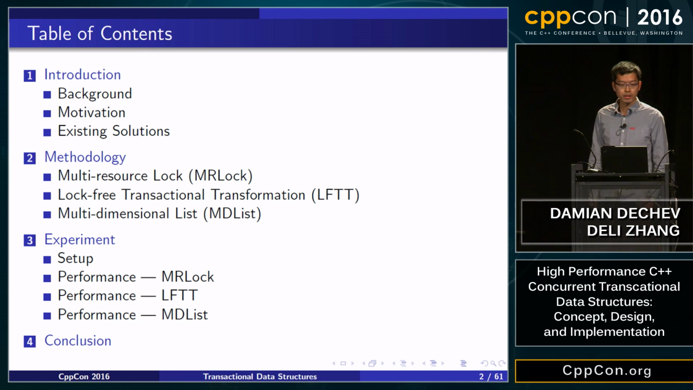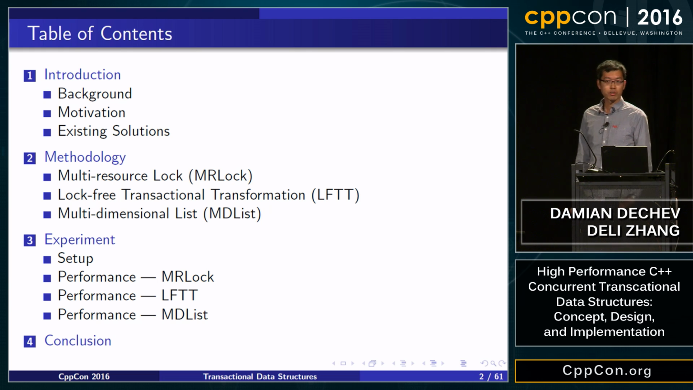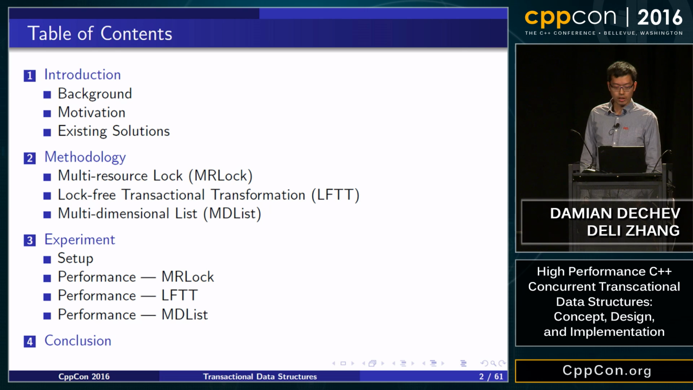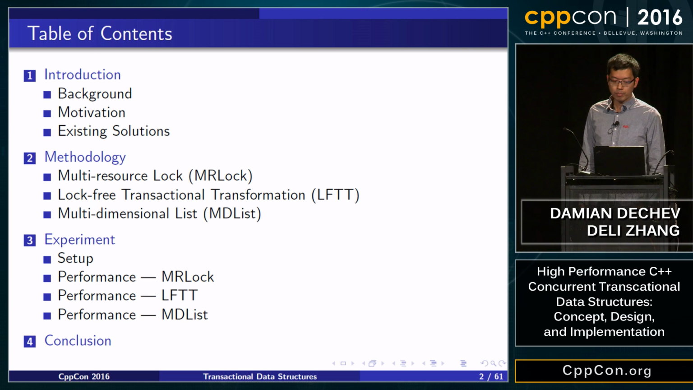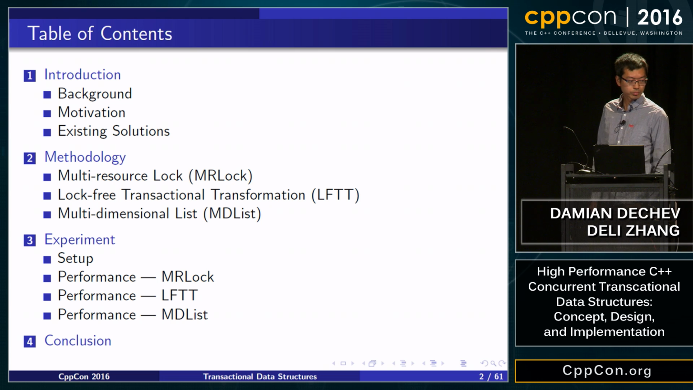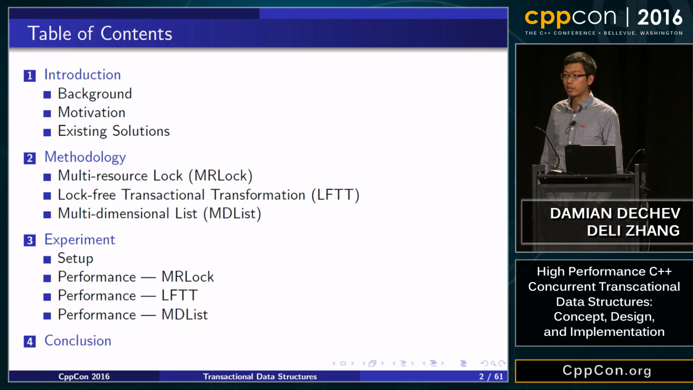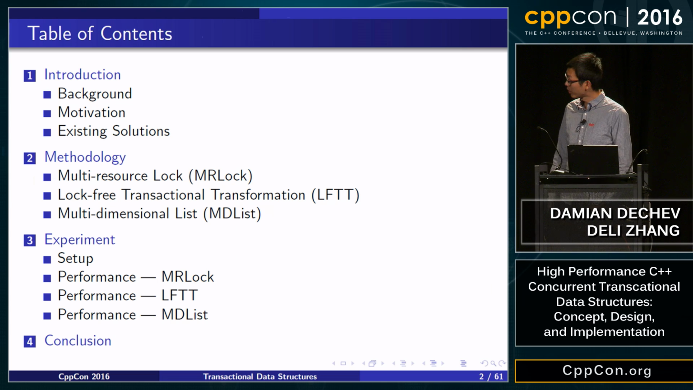In this talk, I'm going to first discuss what transactional data structures are and why we need them in concurrent programming. I'll explain three pieces of methodology that will enable us to build high-performance transactional data structures in C++: the multi-resource lock, lock-free transactional transformation, and the multi-dimensional list. After that, I will show you some experimental results with the components and conclude the talk with a summary and discussion on future work.